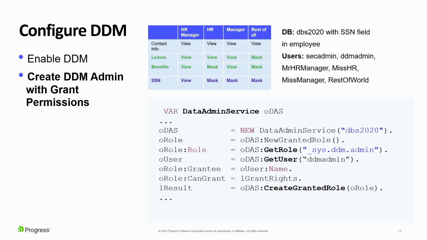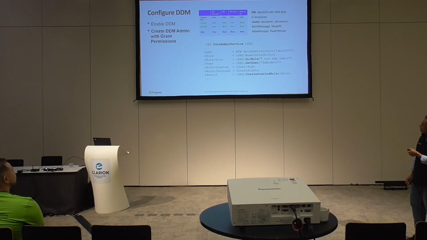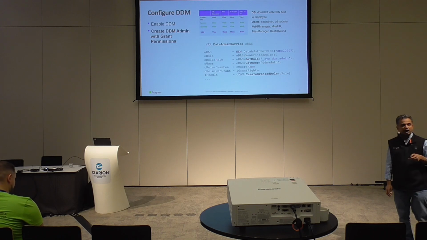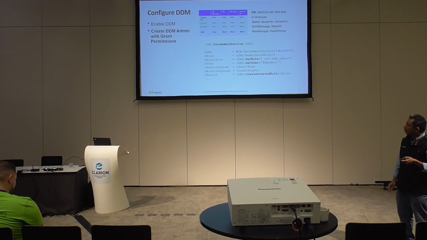Next step is optional. If you want to add a DDM admin to the system, here we are saying that the data admin service grants this role, DDM admin, to the DDM admin user. With this, we are adding a DDM admin to the system. So we have enabled the DDM, and we have added the DDM admin.